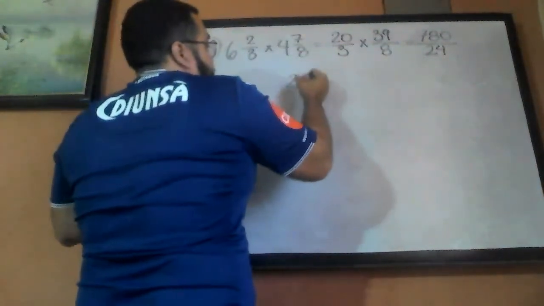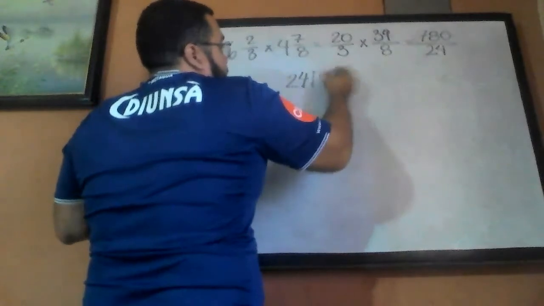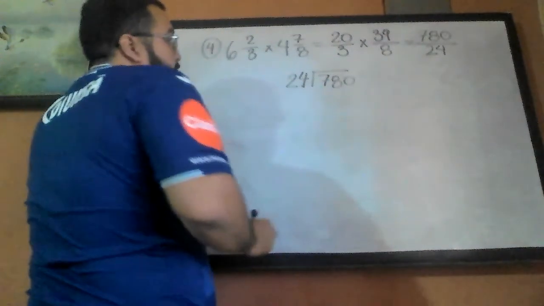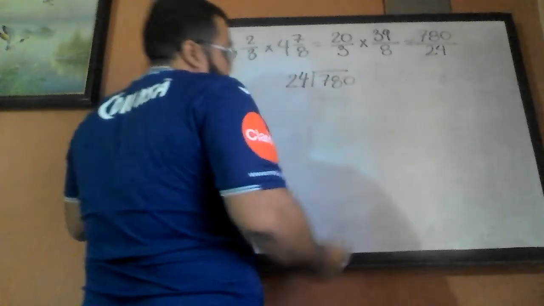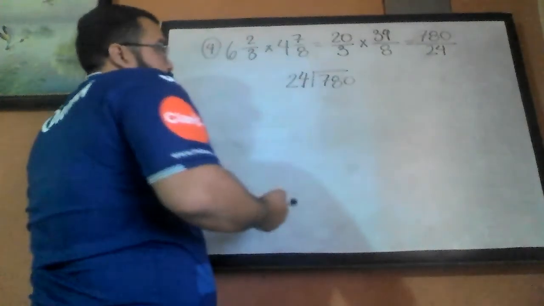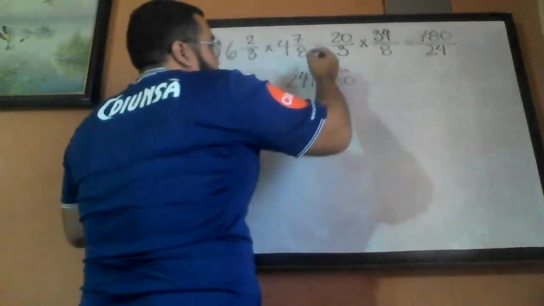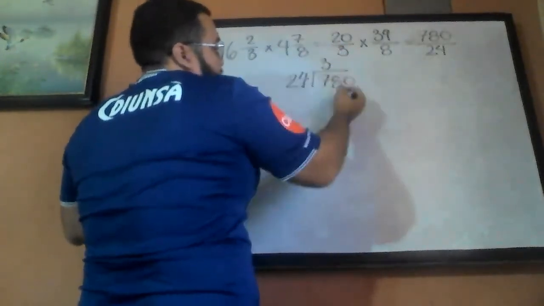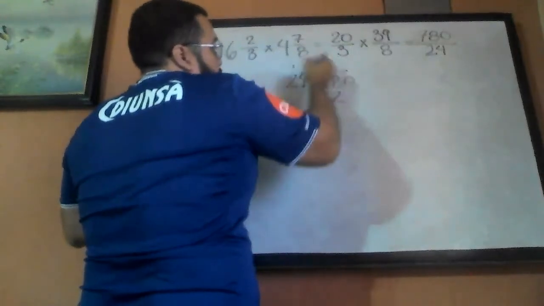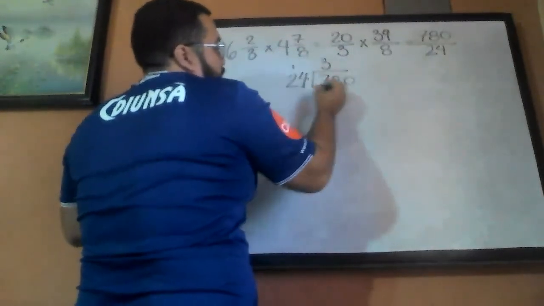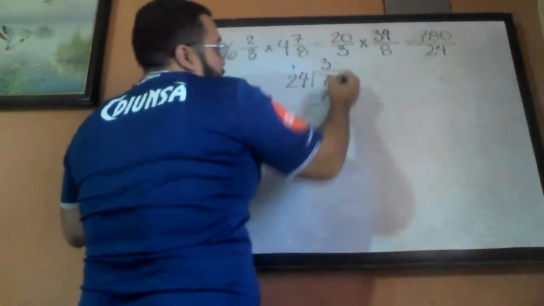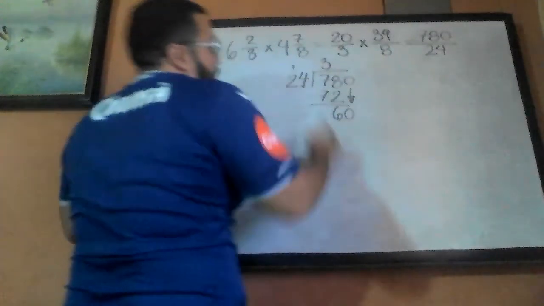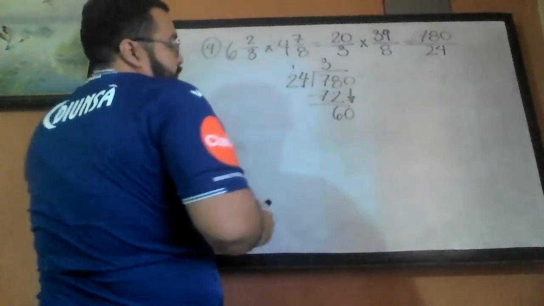Now let's divide those two numbers. Right, 780 divided by 24. One number in the table of 24 that equals 78. 24 plus 24 is 48. 48 plus 24 is 72. So here is 3. 3 times 4, 12. 3 times 2, 6 plus 1, 7. 8 minus 7, 1, and drop the 0.